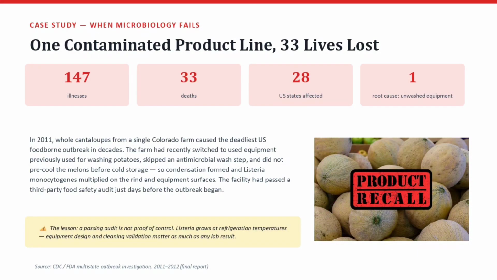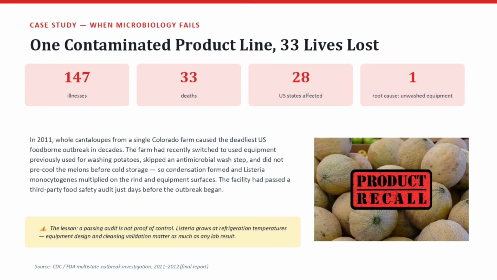In 2011, whole cantaloupes grown at a single farm in Colorado caused the deadliest foodborne outbreak in the United States in decades. 147 people got sick. 33 people died. The outbreak reached 28 states. Here is what actually happened.